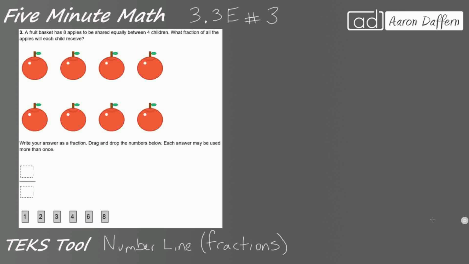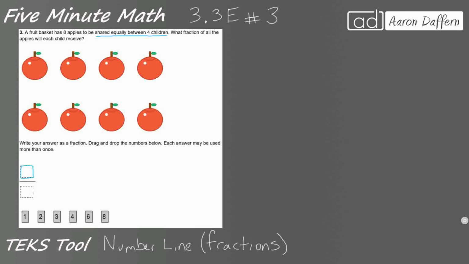So we have a fruit basket. We've got 8 apples, and it's going to be shared equally between 4 children, and we need to find a fraction that represents how many apples each child will receive. All right, so this would be a drag and drop to where we just take our numbers and drag them into those two different spots.